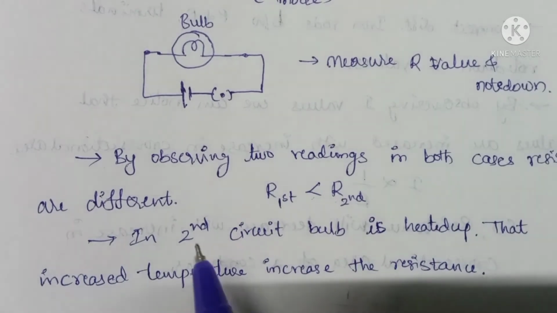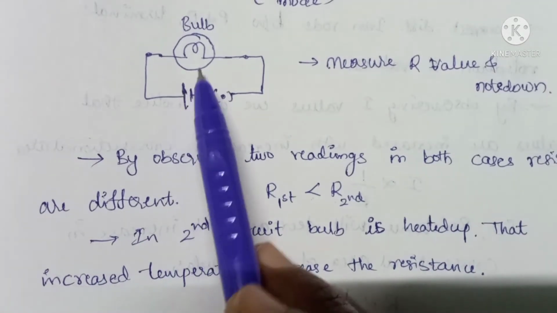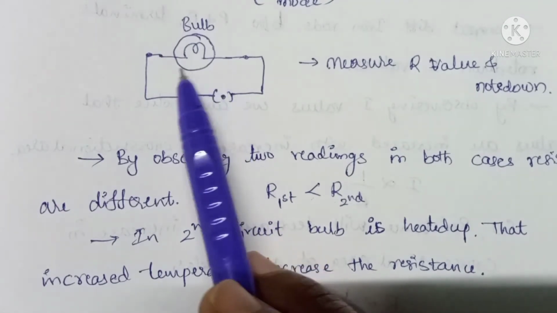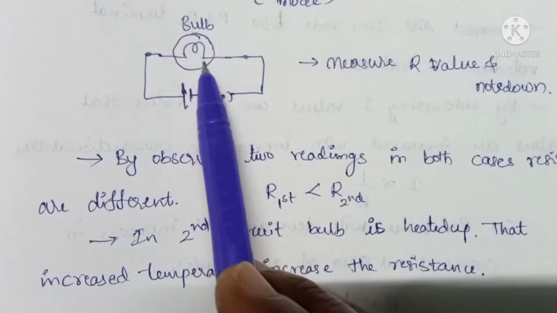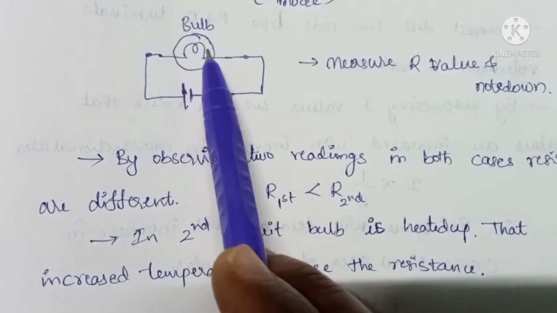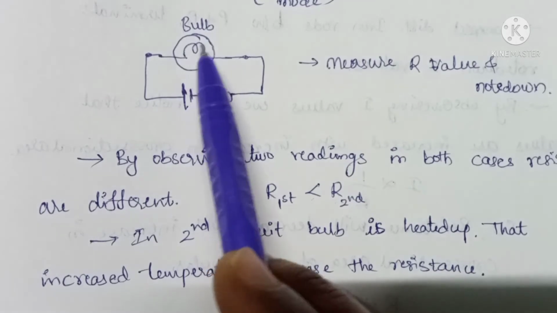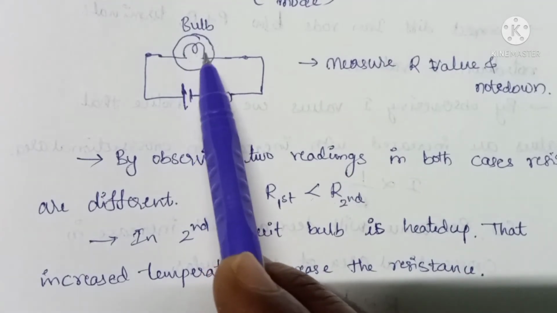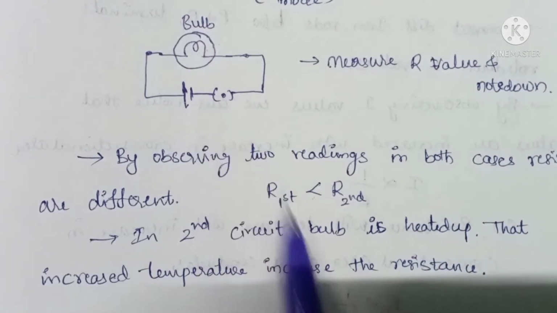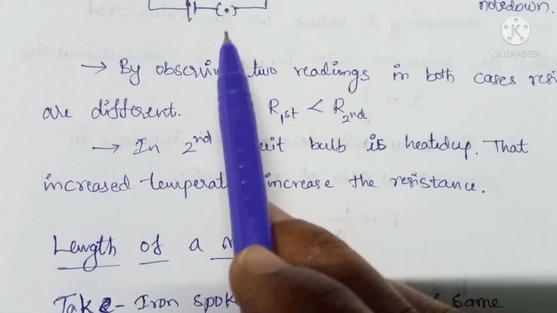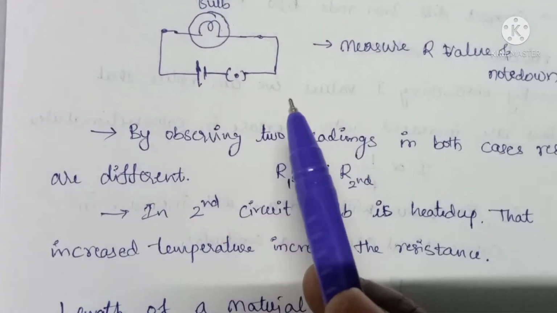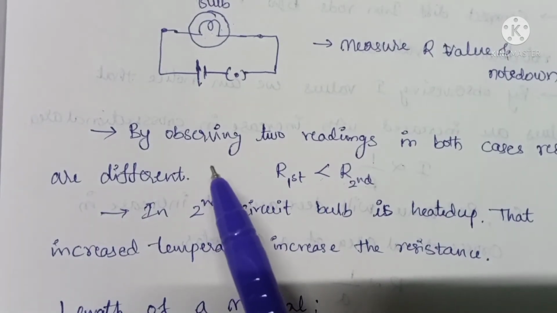Why? Because in the second case the bulb is connected to the circuit. So it glows. When it glows, that means the filament in this bulb is heated up, that means its temperature increased. That increased temperature will increase the resistance of the bulb. So we can say that as temperature increases, resistance also increases.